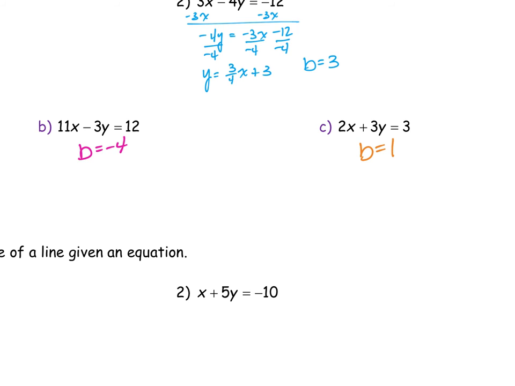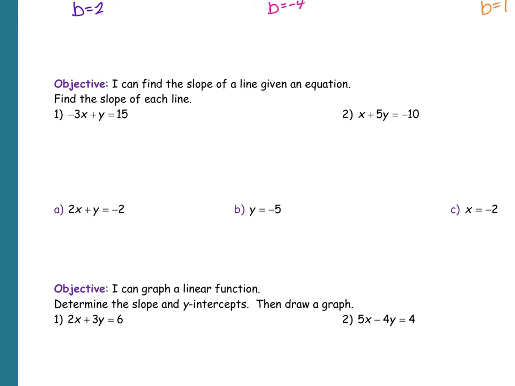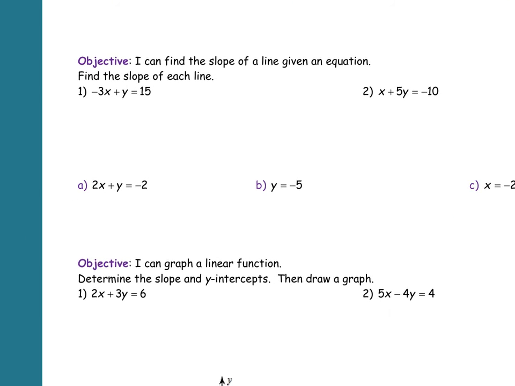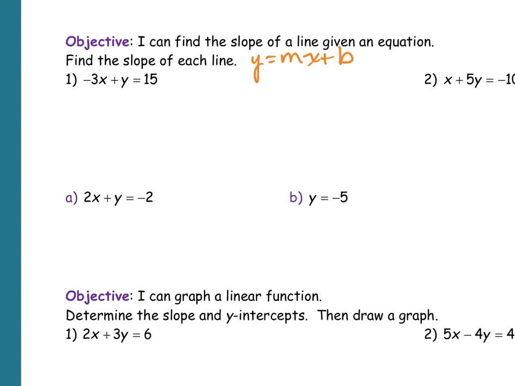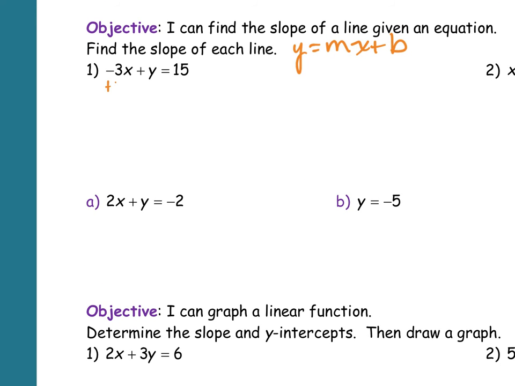Okay, awesome. So the next one, same thing, only this time instead of the y-intercept, they want me to find the slope. Again, it needs to be in y equals mx plus b, right? So I'm going to solve for y. On number one, I'm going to add 3x, and I get y equals 3x plus 15. What's my slope? 3. Okay. Questions?